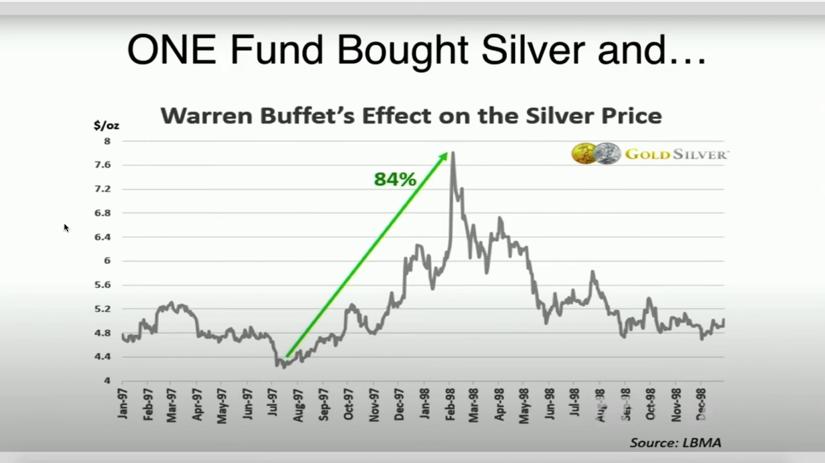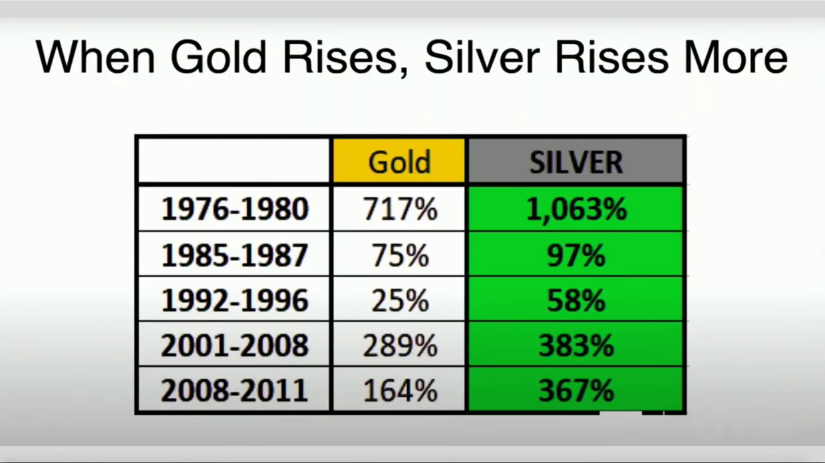How do I know that? Well, that's what Warren Buffett did. He did that back in 1997 to 1998. The price of silver went up 84%, all due to Warren Buffett affecting the price. One guy, and he's got the money to buy it too, because he's got 140 billion in cash. Who knows who's going to start buying it? But I think somebody is.